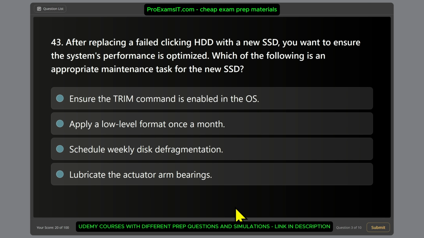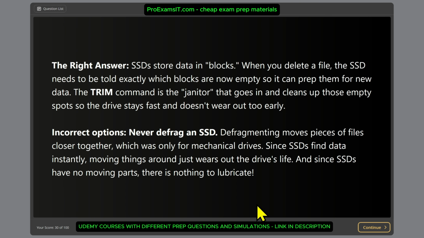So the right answer will be to ensure the TRIM command is enabled in the operating system. SSDs store data in blocks, and when you delete a file, the SSD needs to be told exactly which blocks are now empty so it can prep them for new data. The TRIM command is the janitor that goes in and cleans up those empty spots so the drive stays fast and doesn't wear out too early.